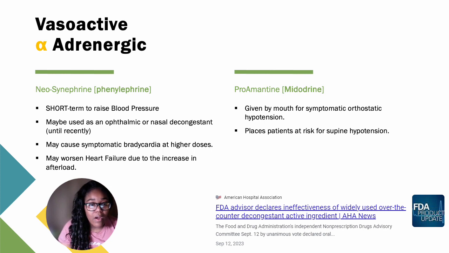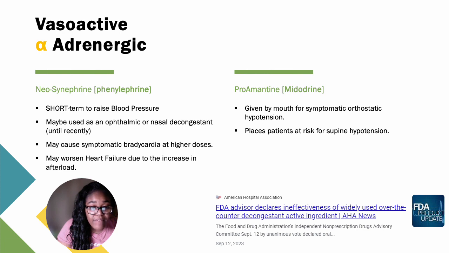So here we have our slides on pertinent particulars with our medications. As you can see, we've pointed out phenylephrine and midodrine here. In the case of phenylephrine, you may recognize this as neosynephrine, and this is a short-term medication to raise blood pressure, but they also have used this as an ophthalmic solution, which goes in your eyes, and also a nasal decongestant, but they found that this has not been very effective as an over-the-counter decongestant, so they may be progressing to move this off the market.